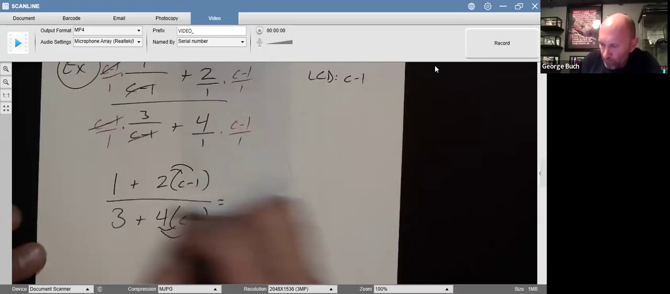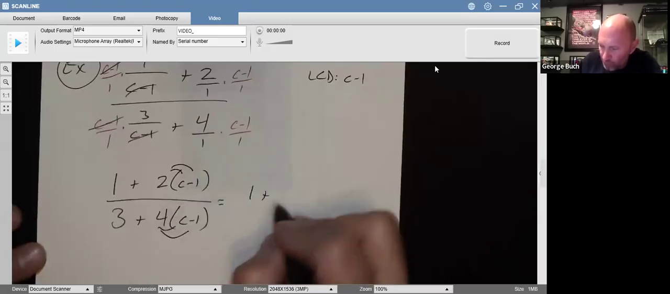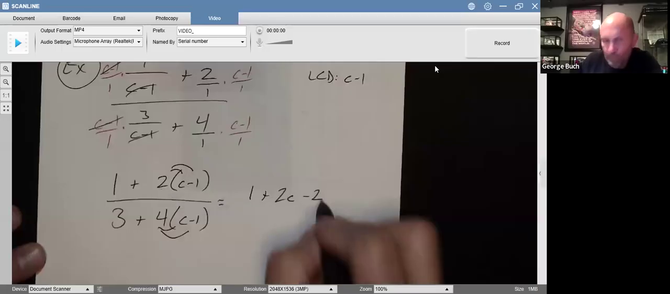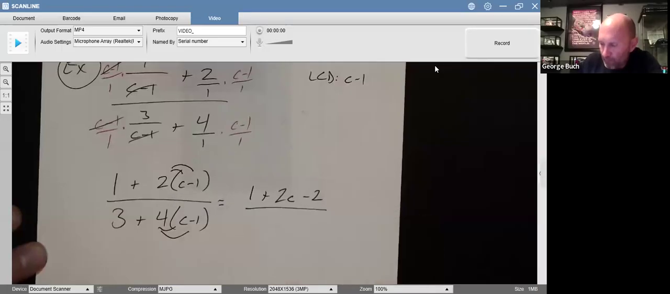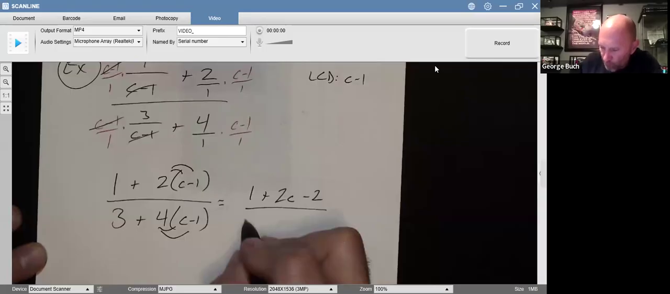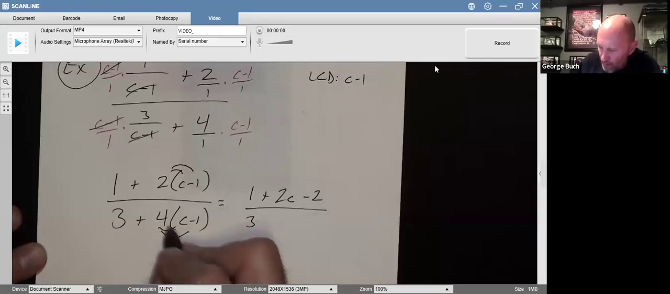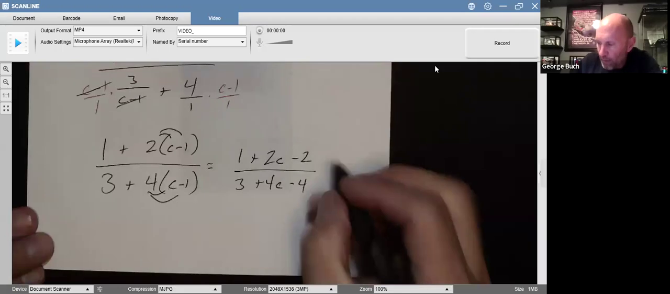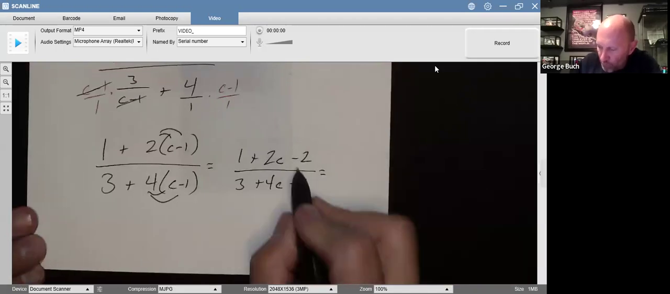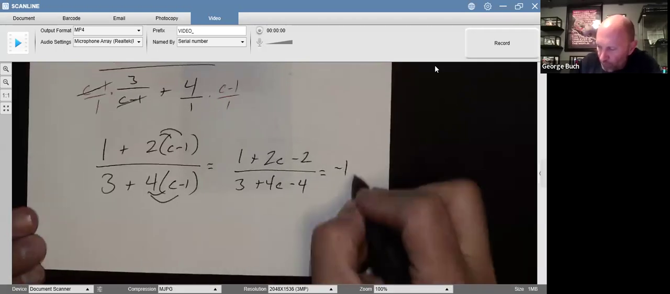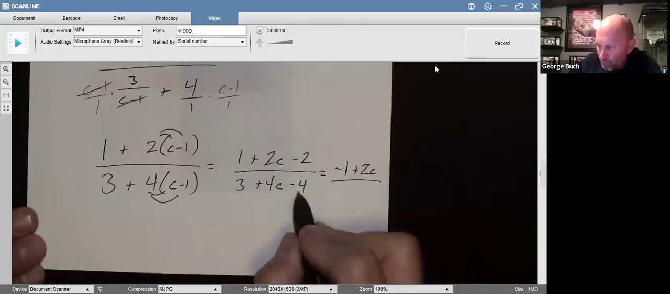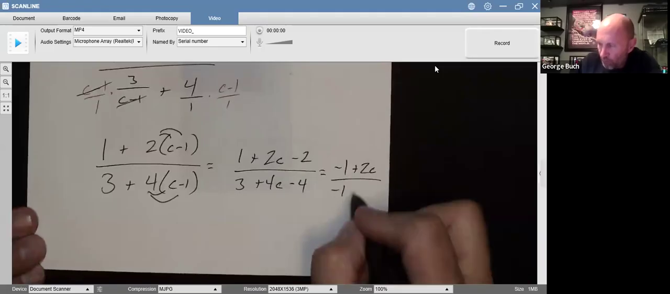So I have 1 plus 2 times c is 2c. 2 times negative 1 is minus 2. And down here I have 3. 4 times c is 4c. 4 times negative 1 is minus 4. Combine your like terms. 1 minus 2 is negative 1 plus 2c. 3 minus 4 is negative 1 plus 4c.